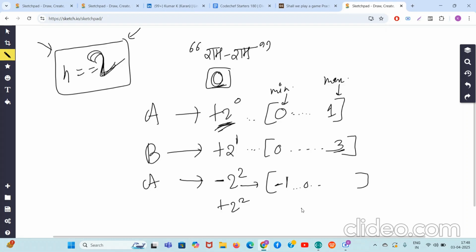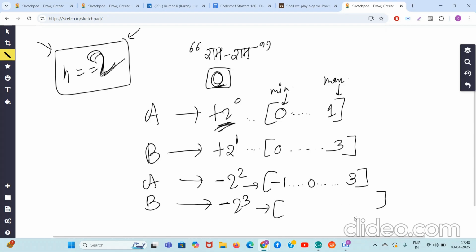Guys, like this, you can make examples yourselves, okay? You come to know that Alice should do minus 2 raised to 2 at this point. And the range will be minus 1, 0, then like this. Now, guys, if you see the pattern, if you analyze, you will come to know Bob also should do minus 2 raised to 3. You can see what happens, okay? Because Bob wants to further increase the range. And then Alice after that should do plus 2 raised to 4. And then Bob should again do plus 2 raised to 5.